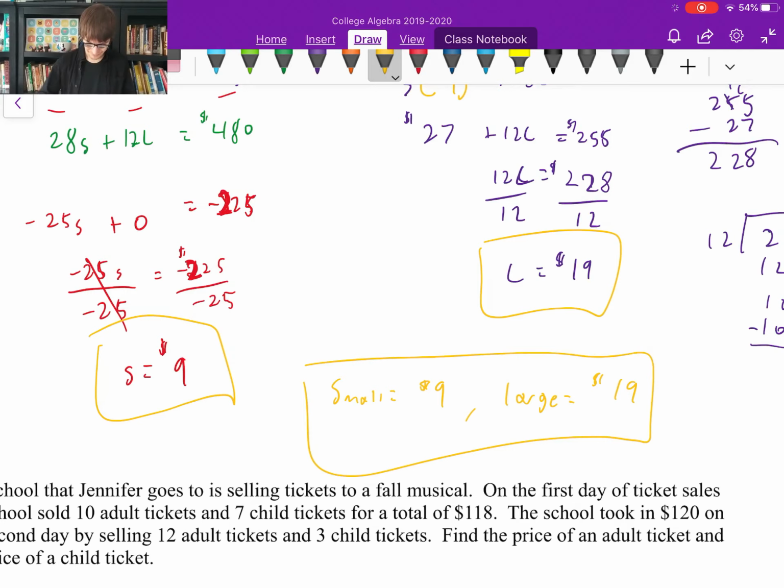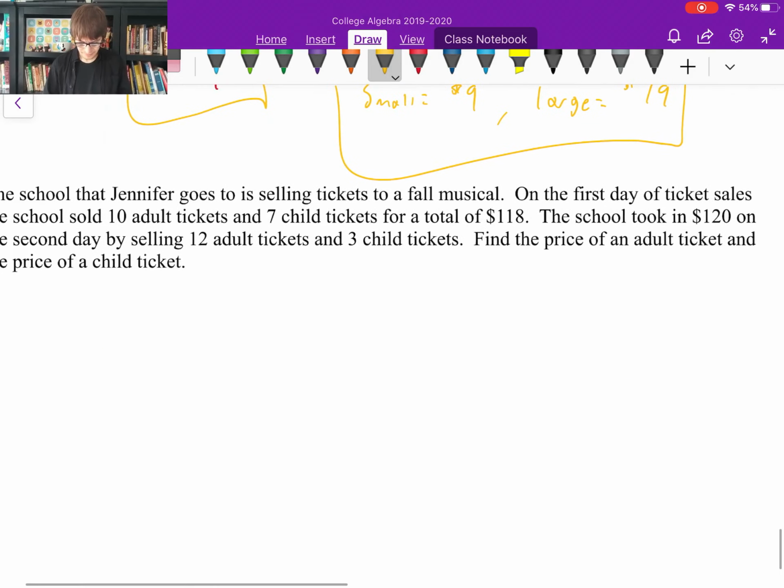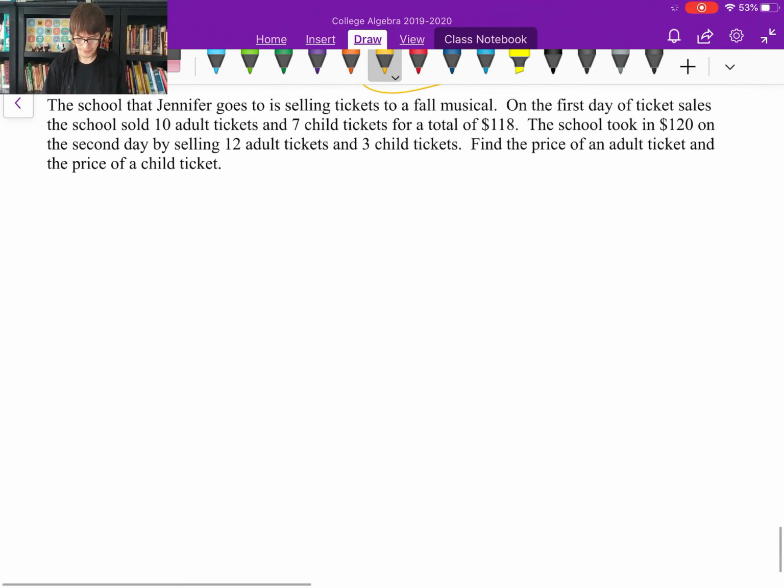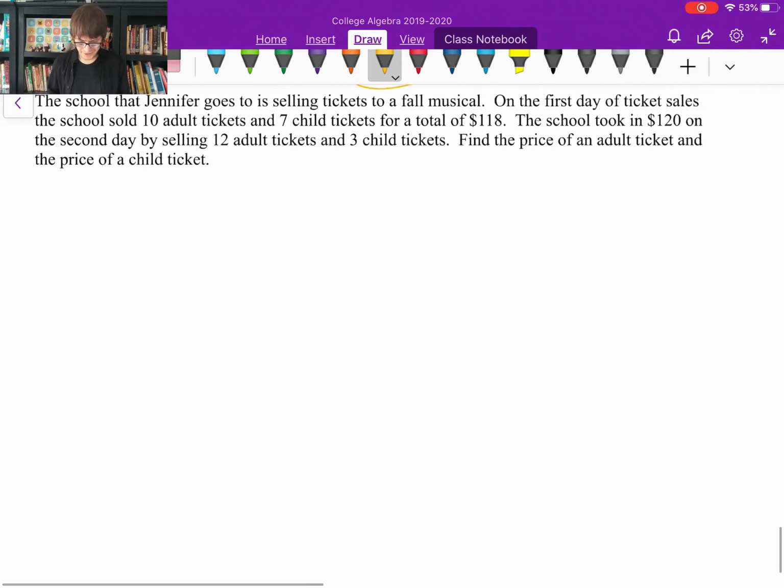Good. Okay, last problem. The school that Jennifer goes to is selling tickets to a fall musical. On the first day of ticket sales, the school sold 10 adult tickets and 7 child tickets for a total of $118. The school took in $120 on the second day by selling 12 adult tickets and 3 child tickets. Find the price of an adult ticket and the price of a child ticket.